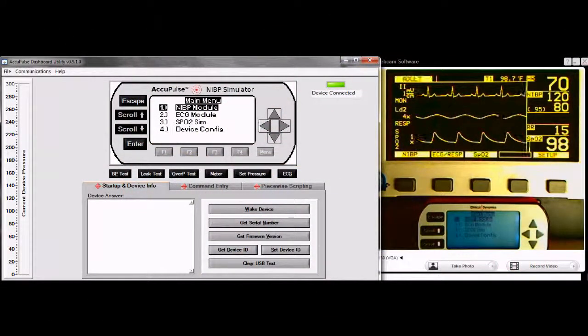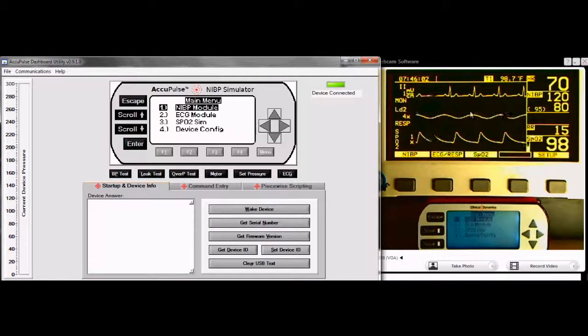This is a video demonstration of the Clinical Dynamics AccuSim Total Patient Simulator's ability to generate physiologically correct synchronized vital signs, including heart rate, ECG, rhythms and morphology, body temperature, non-invasive blood pressure measurements, O2 saturation, and respiratory rates.